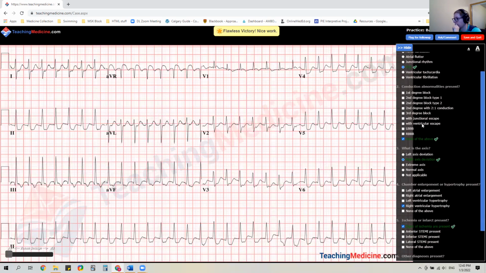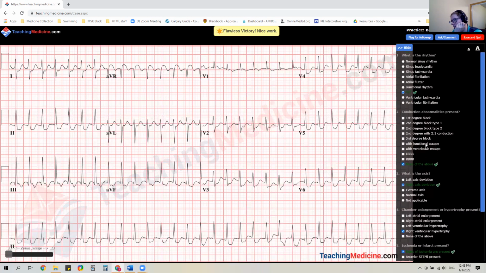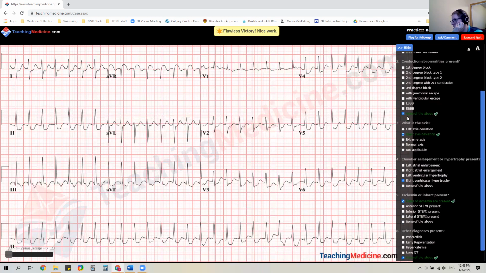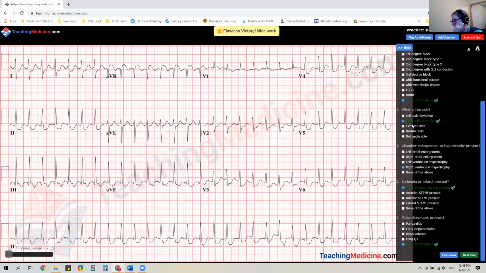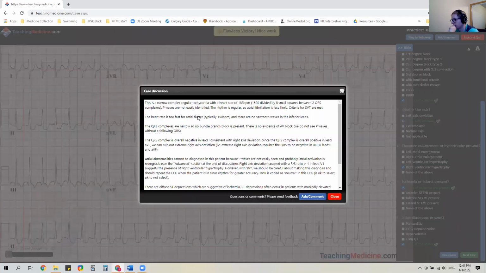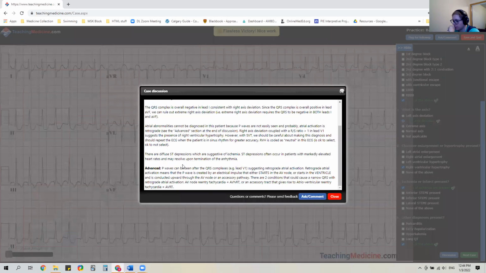All right, so rhythm. Oh, awesome. So that doesn't always happen. So we got supraventricular, no conduction abnormalities, axis is right ventricular hypertrophy. It looks like they coded it neutral, so it's debatable. Signs of ischemia are present, and there's none of the above. So number 5.